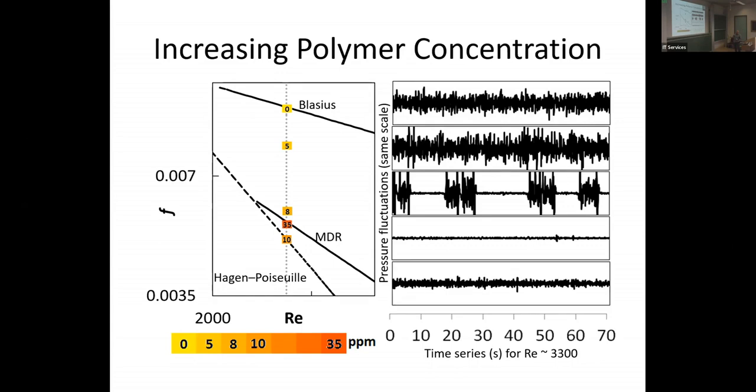Until we go to even higher concentrations, we have another instability which sets in globally, like elasto-inertial turbulence happens to do, so we don't get localized structures. And then we end up on the maximum drag reduction asymptote from below.